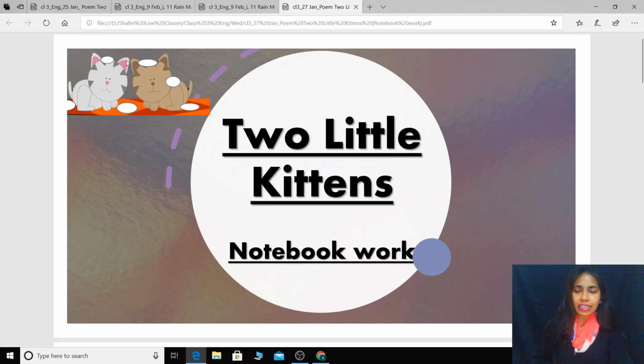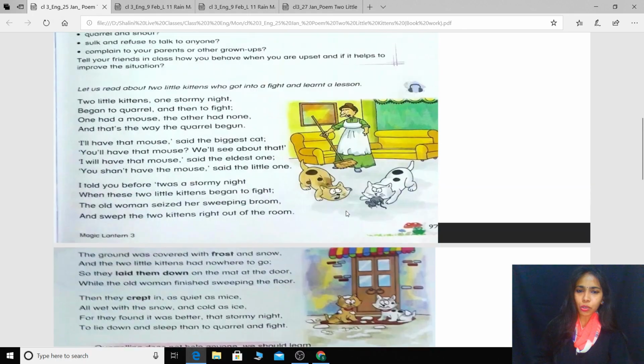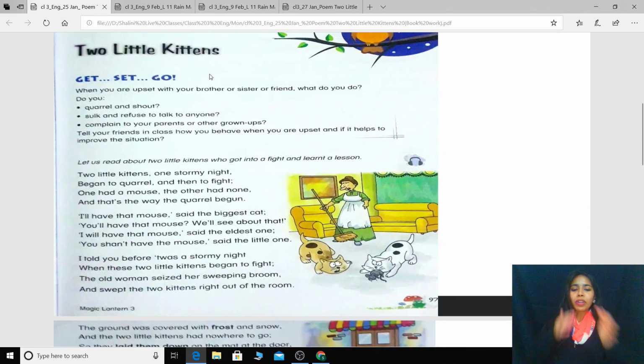So here let us then start with the poem first. Okay, so we have read the poem of Two Little Kittens, right children? What was the poem about? The poem was about the two little kittens, right? And they were fighting on something. And how was the day? It was a scary night, right? It was a frosty night, not scary, but it was a frosty night. It was very cold, very chill outside, and these two little kittens began fighting, and what they landed up to, we all know about it, right? So quickly we will revise the poem, okay?